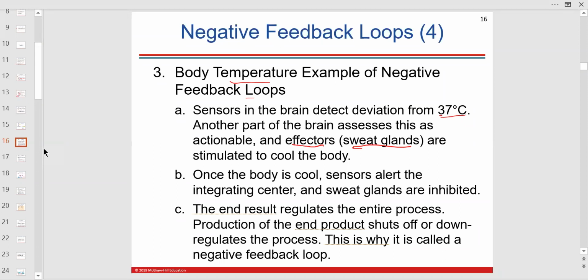Okay, so we have the sensors, integrating sensors. In this case, it happens to be the hypothalamus, that's a thermostat for body temperature. And the end product is, once it starts to go out of homeostatic range, it shuts off. So the integrating center shuts off the output.